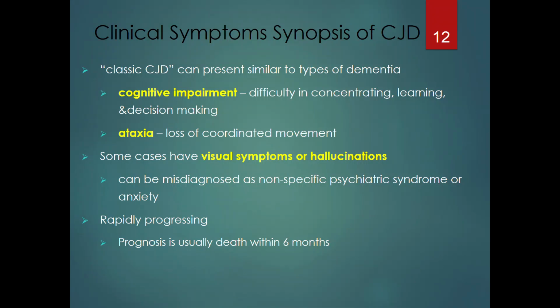The symptoms of classic CJD can present similarly to various types of dementia. These symptoms include cognitive impairment, difficulty in concentrating, learning, and decision-making, as well as ataxia, which is a loss of coordinated movements. Some cases may also have visual symptoms or hallucinations. Unfortunately, the rapidly progressing nature of the disease and the lack of specific symptoms mean that it can be misdiagnosed as a non-specific psychiatric symptom or anxiety. The prognosis for CJD is typically poor, with death occurring within 6 months of the onset of symptoms.